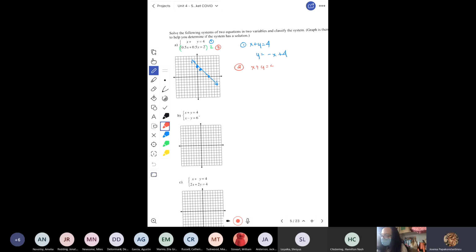Okay, I see. But what do we notice? They're the same line. So if these are the same line, how would you classify this system? Consistent, dependent, and how many solutions does it have?